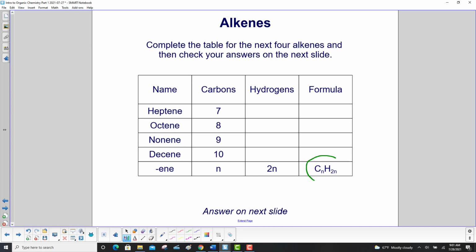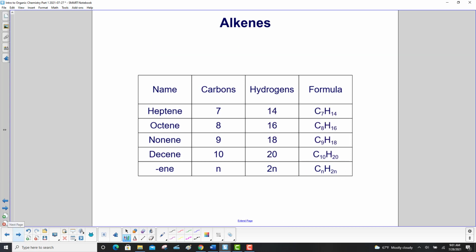And here's our formula for creating an alkene. Well, hopefully you got this. Basically, you're just taking the number of carbons and doubling it to find the number of hydrogens. So C7H14, and then here C10H20 for decene, and then the general formula is this.